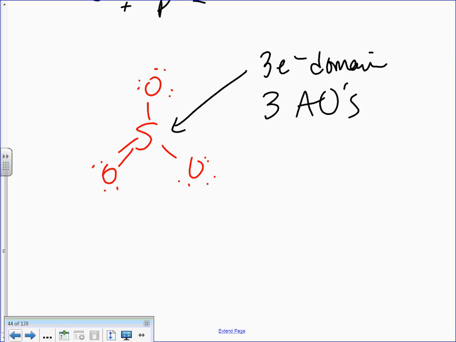Well, sulfur ends at 3s2, 3p4, right? So that's like 3s2, 3p, 1, 2, 3, 4. How many of those are able to bond? Meaning they have space to share an electron. 2 of them, right? So that's what these are.